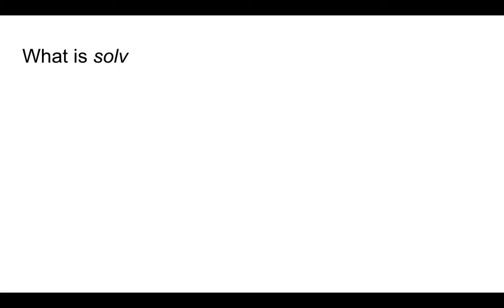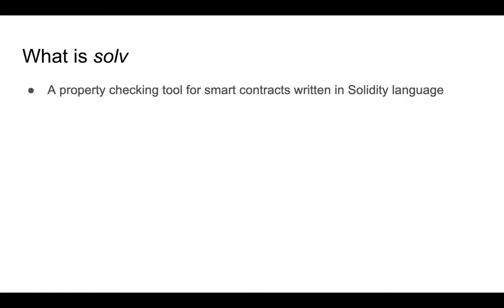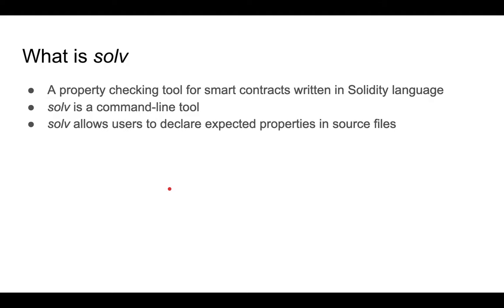What is Solve? It is a property checking tool for smart contracts written in the Solidity language. Solidity is one of the most popular languages for Ethereum smart contract development. It looks kind of like JavaScript. Also, Solve is a command line tool. What sets Solve apart from other analysis tools for Solidity is that it allows users to declare properties that a contract is expected to satisfy in the source file. More on this in the next section and the demo.